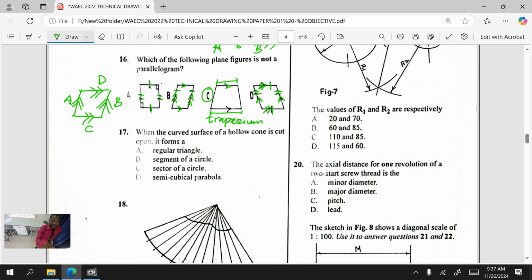But they are parallel to each other, shown by this arrow. And this side is not parallel to this side. Can you see that now? So the answer to that question is C.